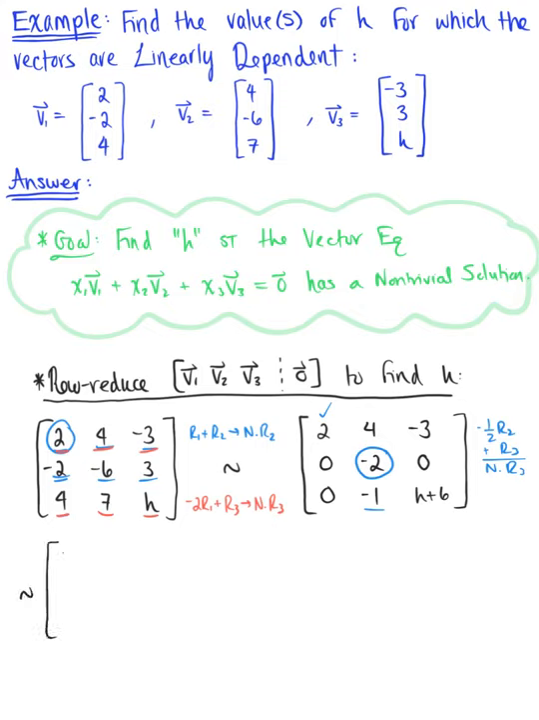So our first two rows remain as they are. We have 2, 4, negative 3, 0, negative 2, 0. And then we have 0 plus 0 leaves us with 0. We'll have positive 1 minus 1, which leaves us with 0. And then last but not least, we have 0 plus h plus 6, which leaves us with h plus 6. So looking at this new row equivalent matrix, we have attained echelon form.